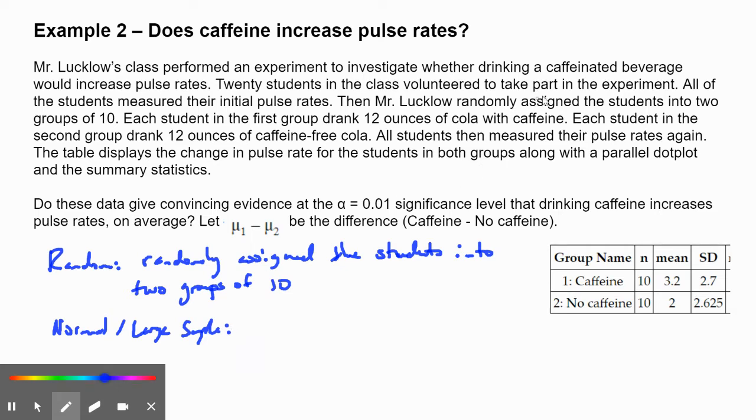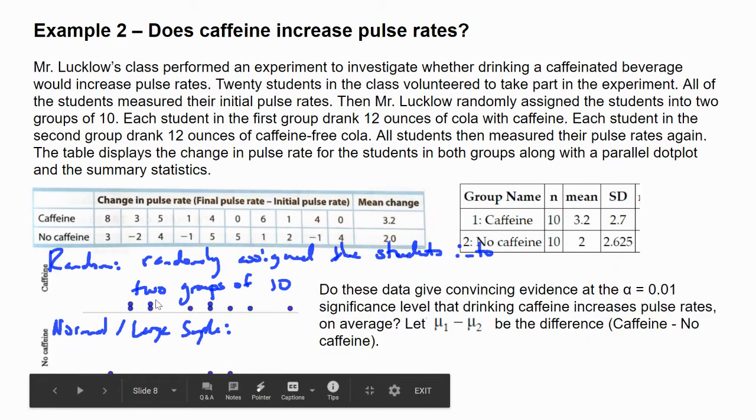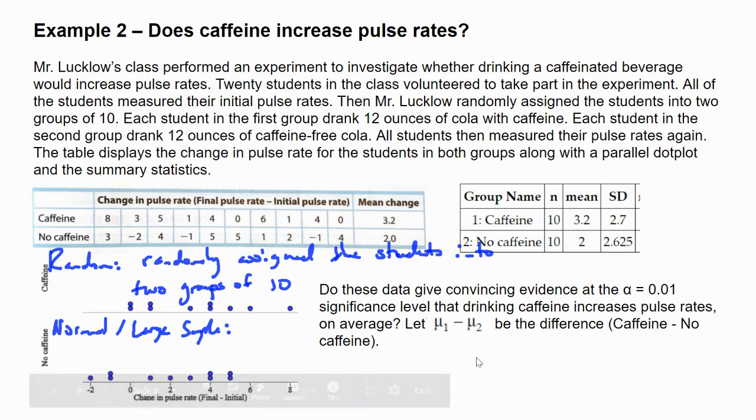I don't see the word normal in the problem. The sample sizes are 10. That's not greater than or equal to 30. So I need to go back. If we look at the dot plots, I know my writing's in the middle, but again, we're looking for strong skewness or outliers. In the top group, that 8 is not a strong enough outlier, and there's no real skewness.